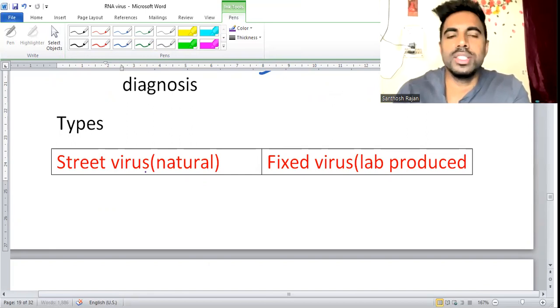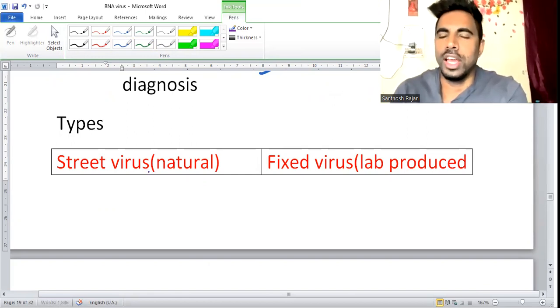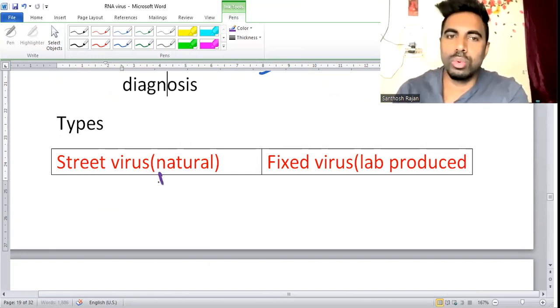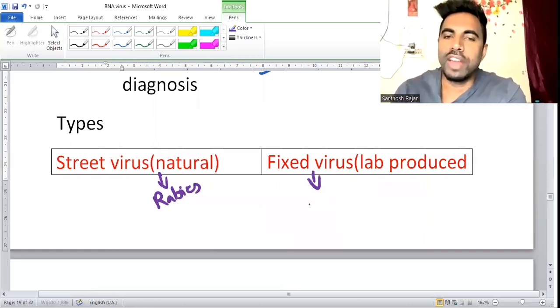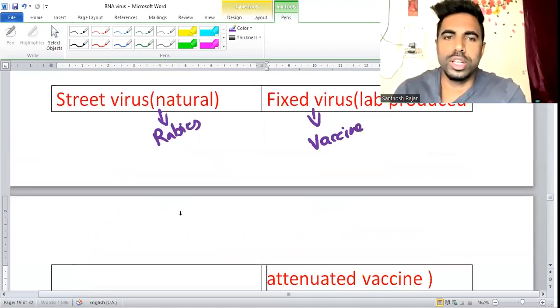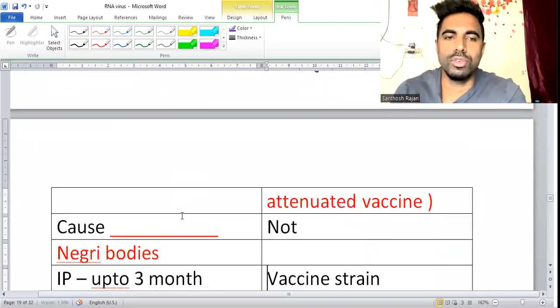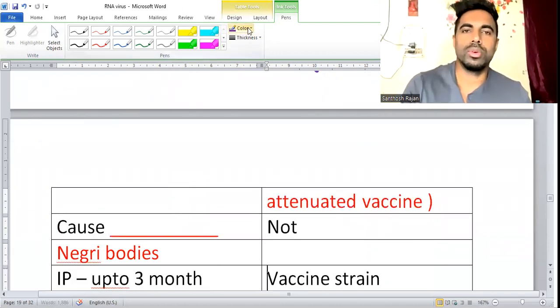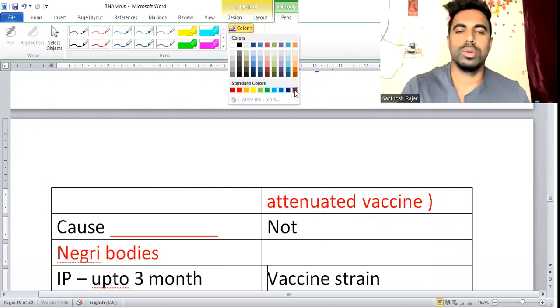The street virus means the natural one, the one which is causing rabies. Whereas your fixed one is basically for vaccine production. That's important, remember that. So the street is for causing rabies. So the question goes like this. First of all, once again, I'm going to write it here so it will be easier.